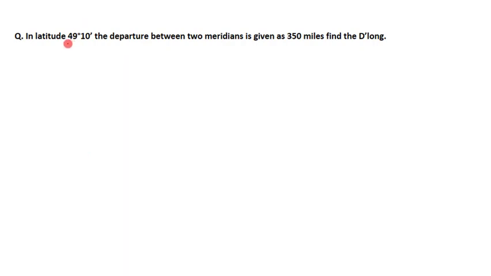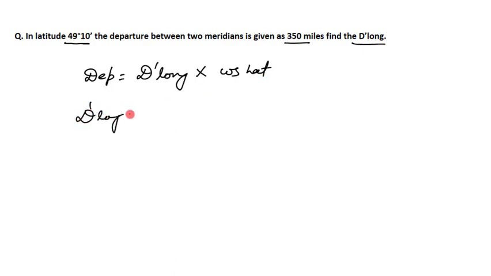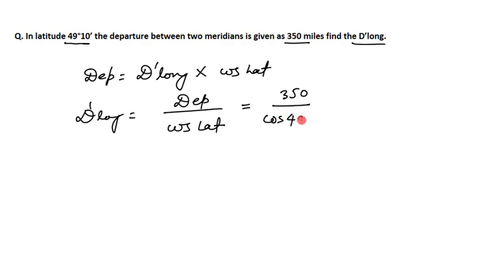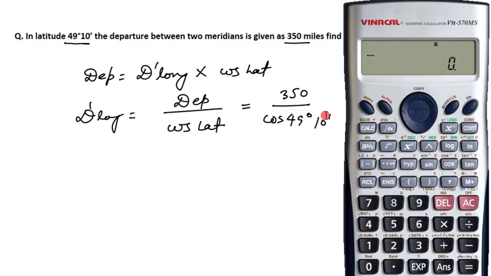So let's work out on this problem, which is in latitude 49 degree 10 minute. The departure between two meridians is given as 350 miles. Find the D long. Again, it's a very simple problem. That departure is equal to D long into cos of latitude. So the D long will be departure upon cos of latitude. So the departure is 350 and latitude is cos of 49 degree 10 minute.